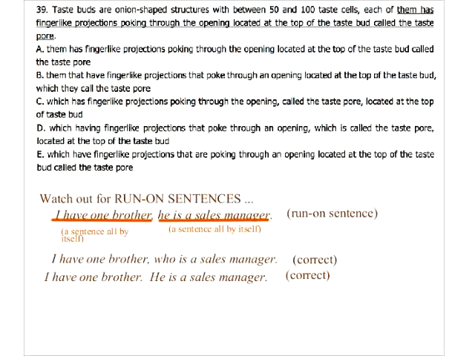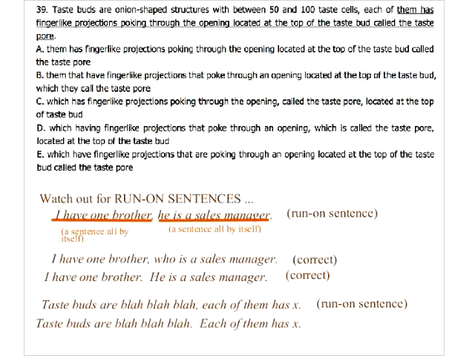Like if you say, "Taste buds are blah, blah, blah, comma, each of them has X." That's a run-on sentence because that's two sentences. And if you actually wrote those as separate sentences, "Taste buds are blah, blah, blah." Period. "Each of them has blah." This would be correct. I mean, you're not going to see it written as two sentences, but if it would work as two sentences, then it definitely doesn't work as one.